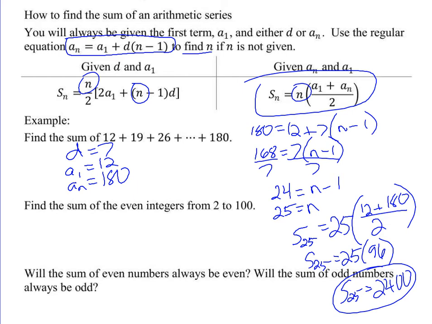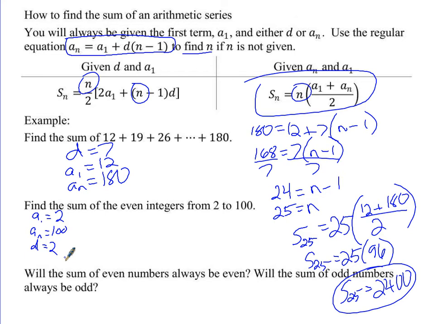All right, we have another problem here. Find the sum of the even integers from 2 to 100. What are we going to do? Write what we know. What do we know? We know the first term, so a sub 1 equals 2. What else do we know? The last term, a sub n equals, yes, 100. What else do we know? So the common difference is 2, so d equals 2.